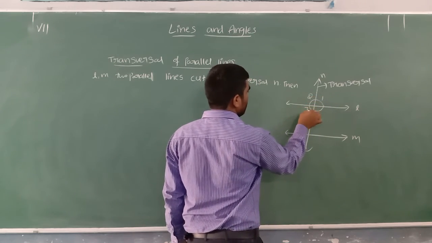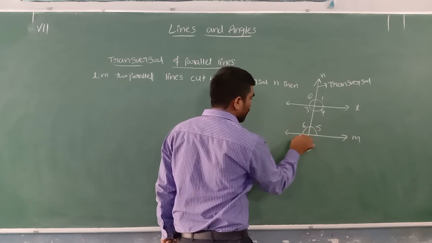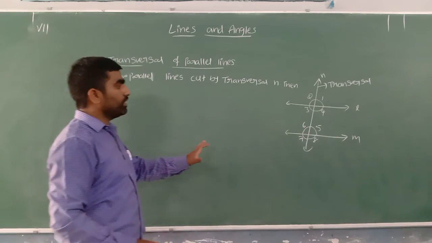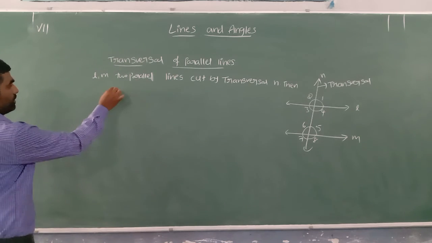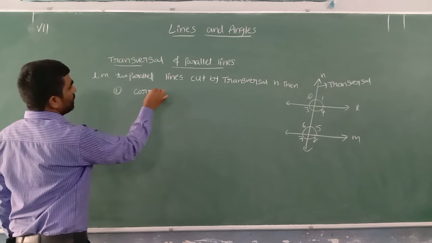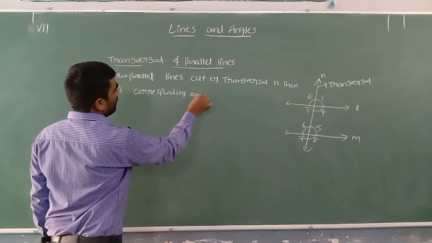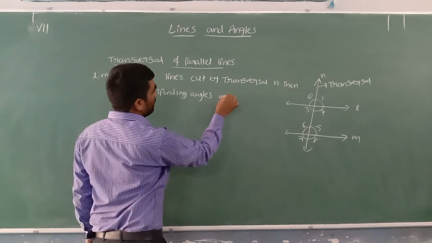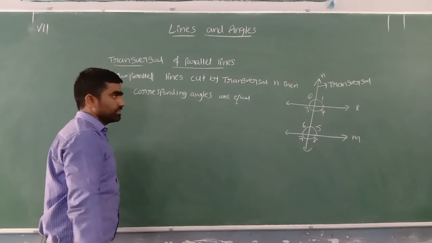1, 2, 3, 4. Yes, you can see angle 5, angle 6, angle 7, angle 8. We can see a total of 8 angles. Now in these 8 angles, we have some special properties. Let's recall. The first property is: corresponding angles are equal. Corresponding angles are equal. Tell me, what are corresponding angles?